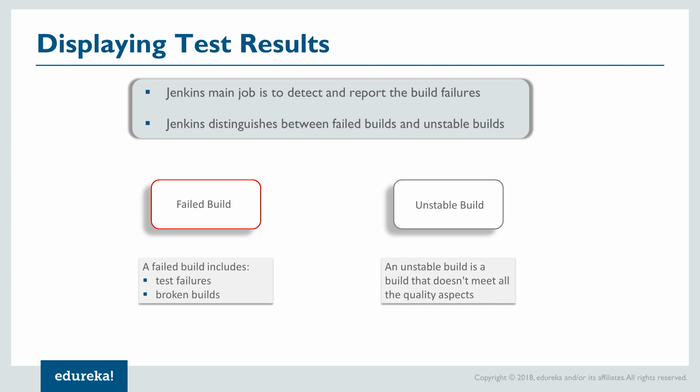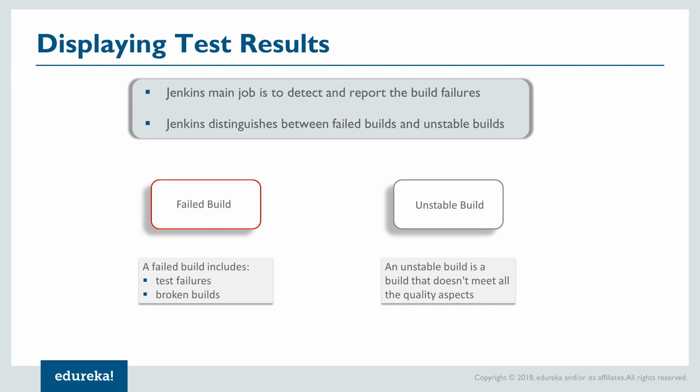It will distinguish between failed builds and unstable builds. So as you can expect, a failed build is basically one where the tests have been broken. The tests have failed, and the build step has not gone ahead completely successfully, so the software build has not gone successfully. So that's where it has failed.